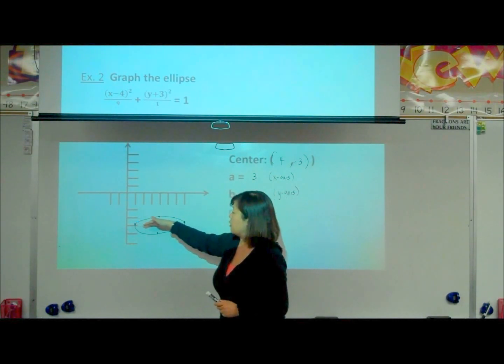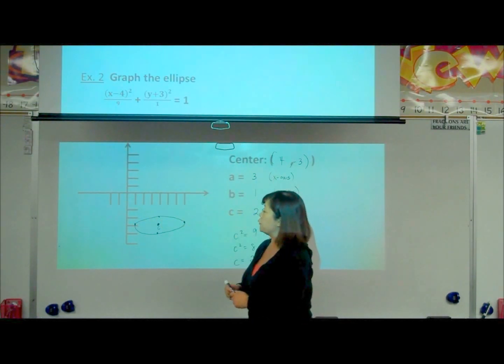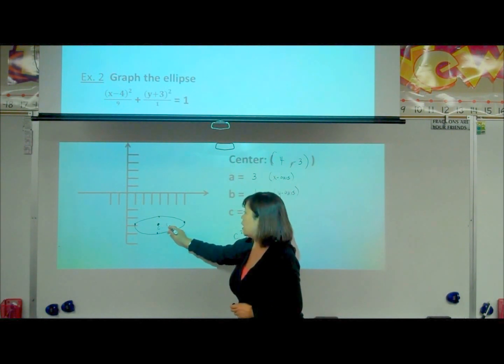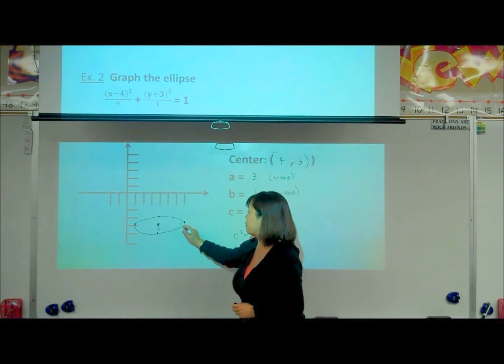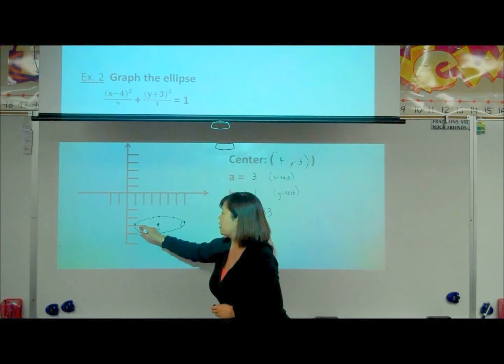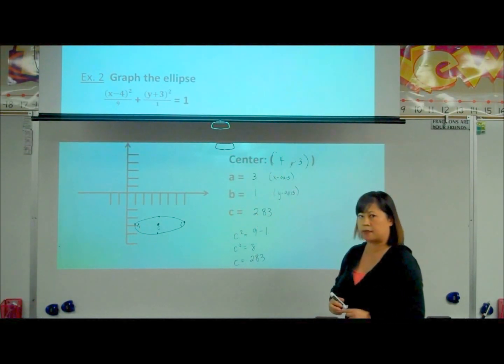So you can see the longest side is on the x-axis. From the center, we're going to go approximately 2.8, so it's going to be 1, 2.8-ish, somewhere around here. That's going to be my F1. And then do the same thing, 1, 2.8-ish, somewhere around here. That's going to be my F2 right there. So that's going to be my foci right there.